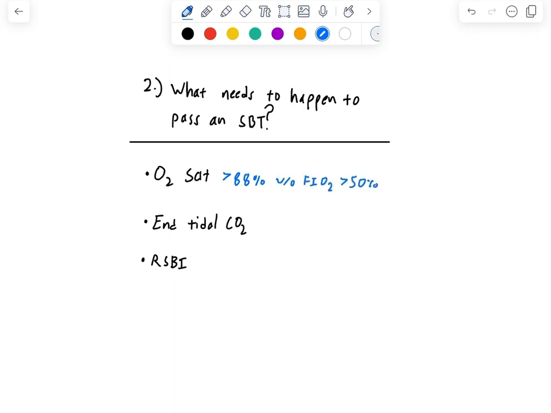Next, you're going to want an end tidal CO2 to increase by greater than 10 millimeters. And lastly, you want to assess an RSBI. RSBI stands for Rapid Shallow Breathing Index. And to calculate it, it's the respiratory rate divided by the tidal volume. And the value that you'd like to see for a patient to pass an SBT is you want that value to be less than 105. And frankly, this makes sense. If you think about a respiratory rate, a higher respiratory rate is going to increase your RSBI because it's in the numerator. If you have a patient that is breathing really, really fast, that's maybe not a good sign that they're ready to come off the ventilator.